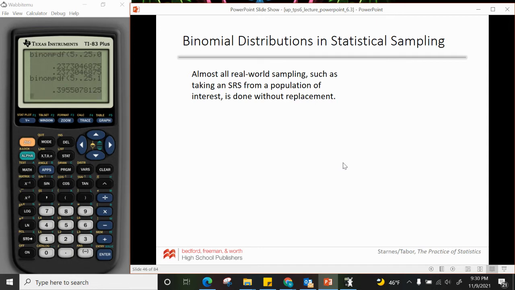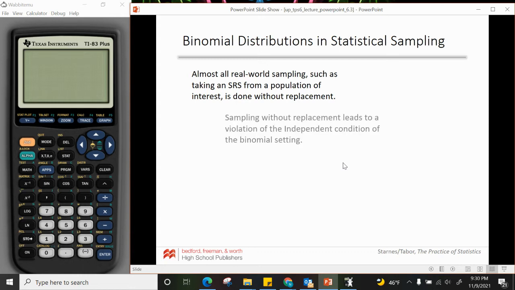Now, here is an interesting fact that does actually come into play quite often from here on out. Almost all real-world sampling, such as taking an SRS from a population of interest, is done without replacement, right? Think about even when we had to explain an SRS, we had to say you will skip repeats, because you don't want to sample with repeats. The problem is sampling without replacement leads to a violation of the independent condition of the binomial setting. So if you know one answer, it's going to change the others, right? You're no longer independent.